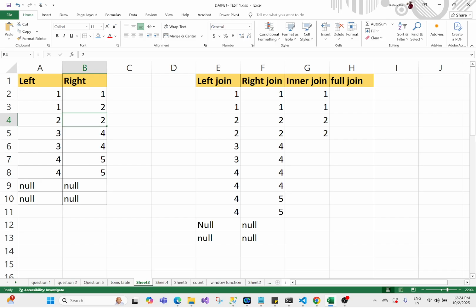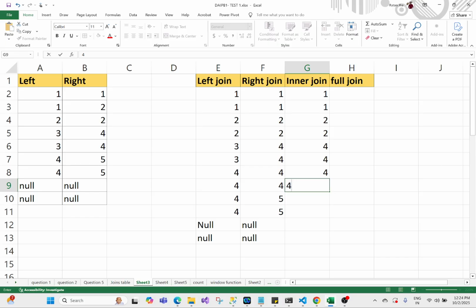What about 3? 3 is not common. 5 is not common. So these two values will not come, because in inner join we only take common records from both the tables. Let's talk about this 4. 4 is present 2 times in the right table and 2 times in the left table. So this 4 will connect with these two 4s. This 4 will connect with these two 4s as well. So what is the output? 4 will come 4 times.